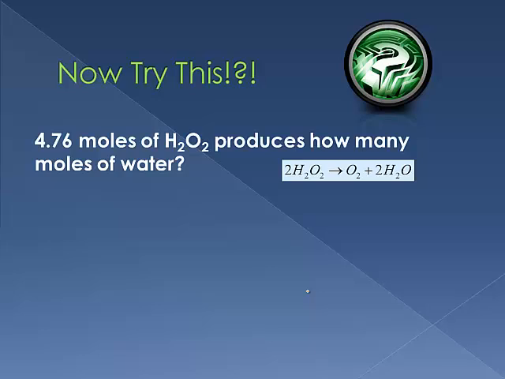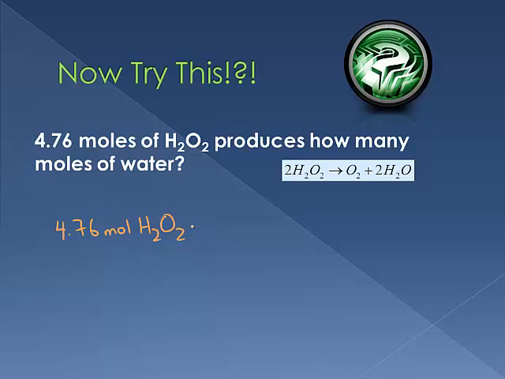So now if you've tried it on your own, again, we always start with a number that we're given in the question. In this case, 4.76 moles of H2O2. You have to keep both the unit and the identity of the chemical together. And it says how many moles of water are produced.